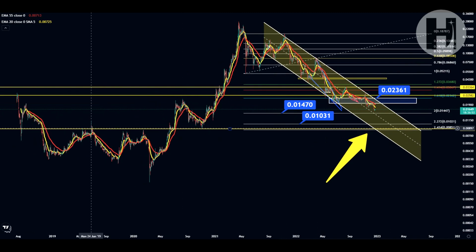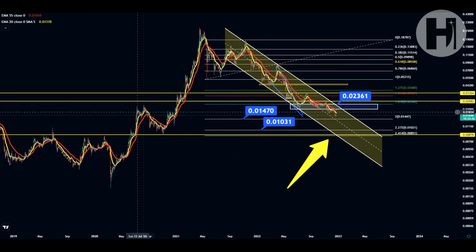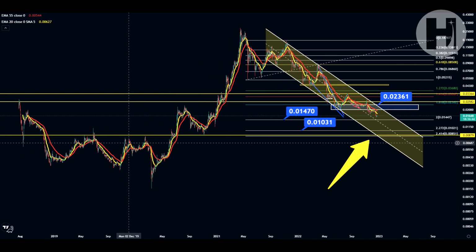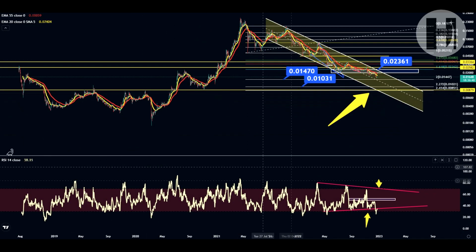Obviously, that high that we printed in June 2019 also is conveniently around that yellow resistance trend line. So you have to take a look at previous lows and highs to see which levels are good for entry.